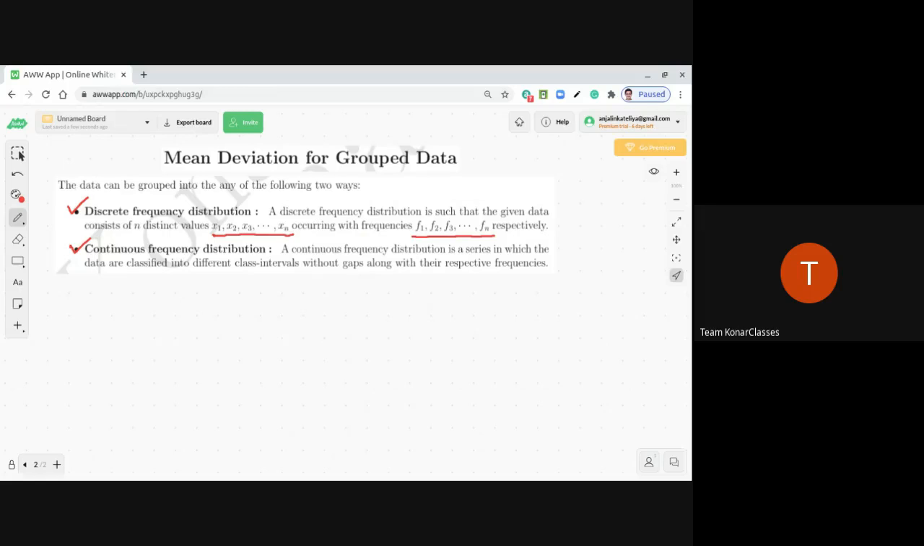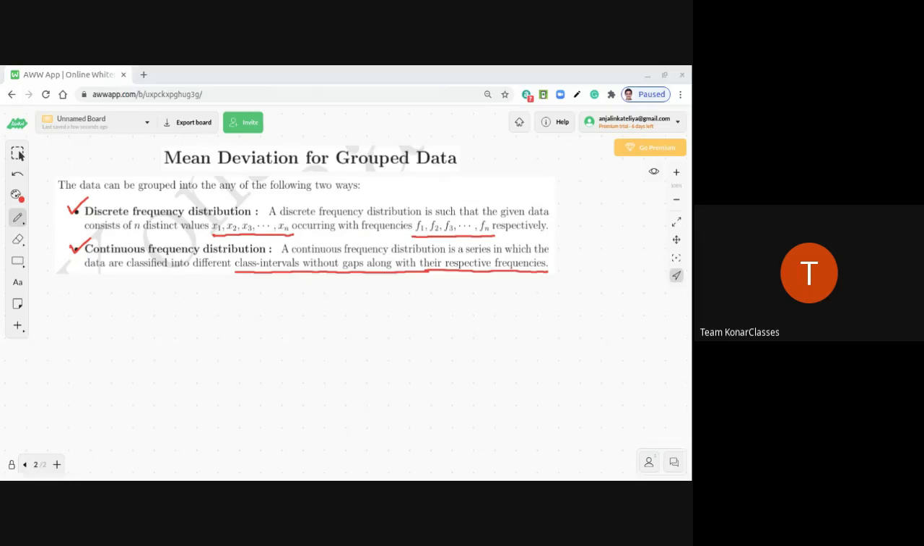In a continuous frequency distribution, dear students, it is a series in which the data is classified into class intervals without gaps, along with their respective frequencies. If you remember, in our earlier classes we discussed how grouped data is organized in discrete and continuous frequency distributions. But today we are going to start with the mean deviation for a discrete frequency distribution.